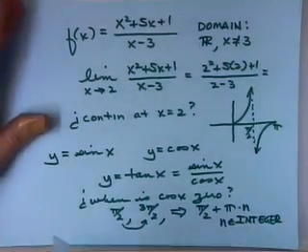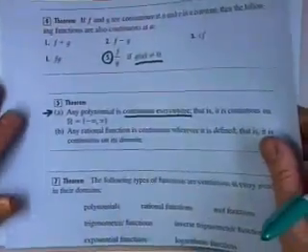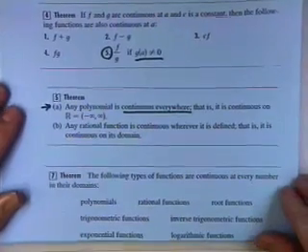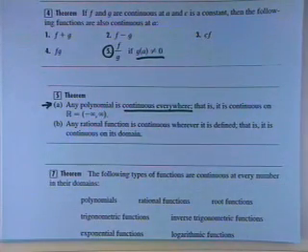Okay, here is the last guy on this page. The following types of functions are continuous at every number that is in their domains. Now keep that, that's a little kind of a qualifier there. They're not all continuous everywhere. Polynomials are. Rational functions are continuous at every number in the domain. Square root, cube root, trigonometric functions.